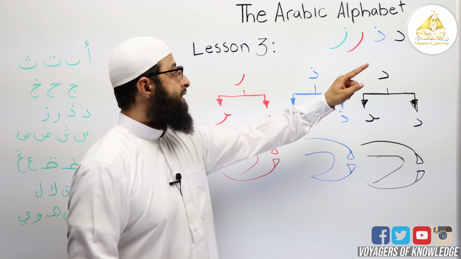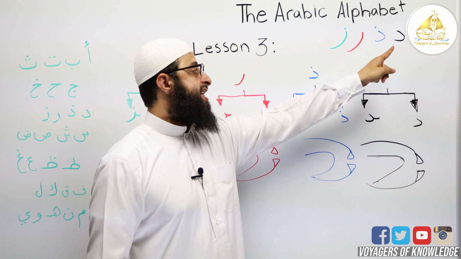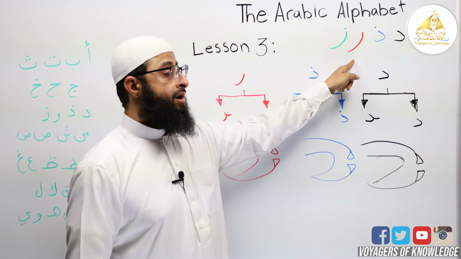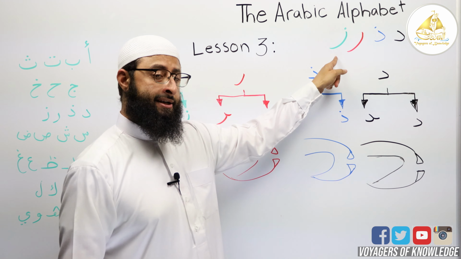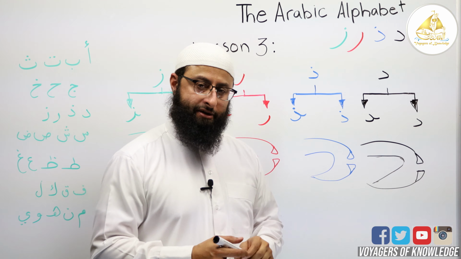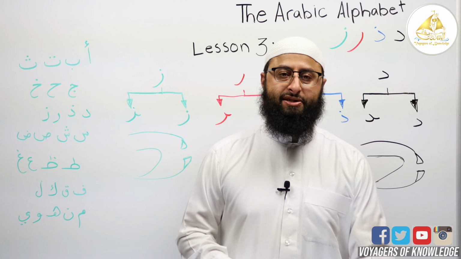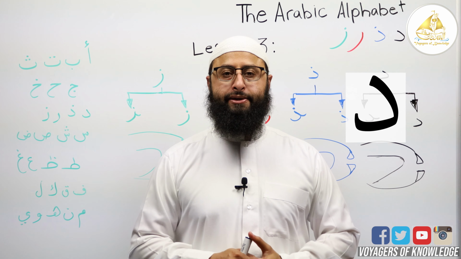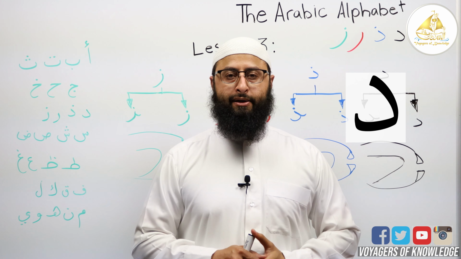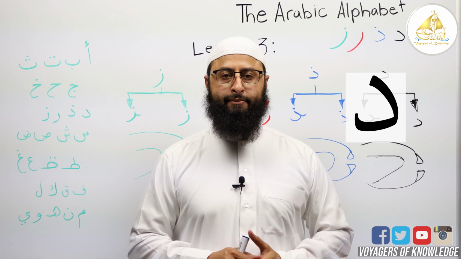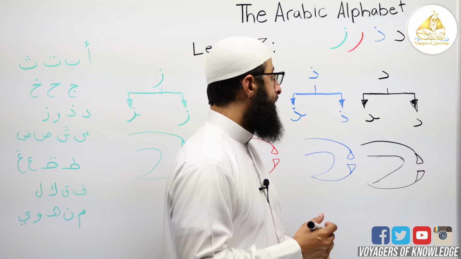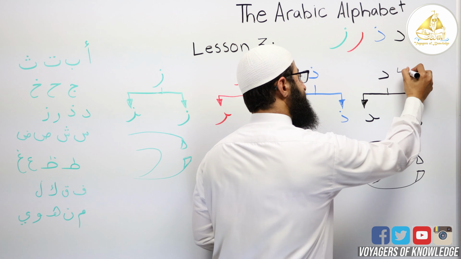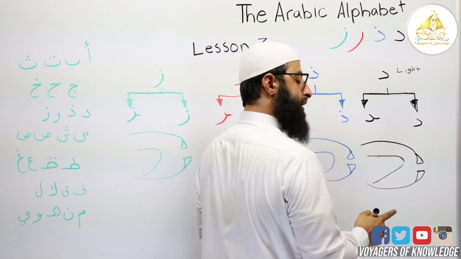And they are Dal, Dhal, Ra, Za. Let's begin with the letter Dal. It's pronounced as the following. Dal. Dal. Dal. Very good. The letter Dal is light, and you should already know what that means.